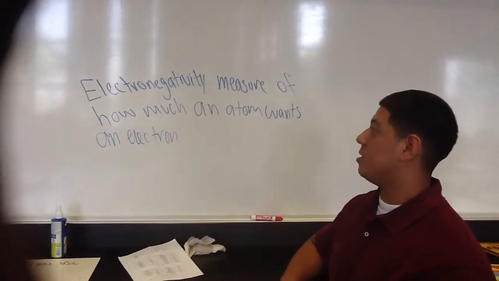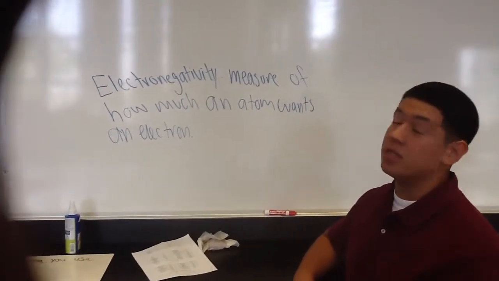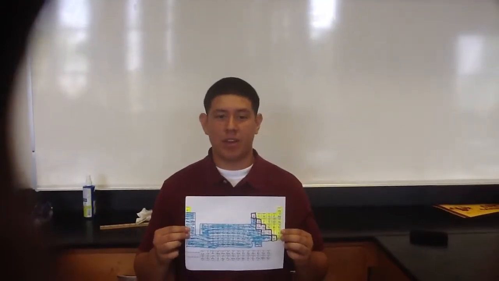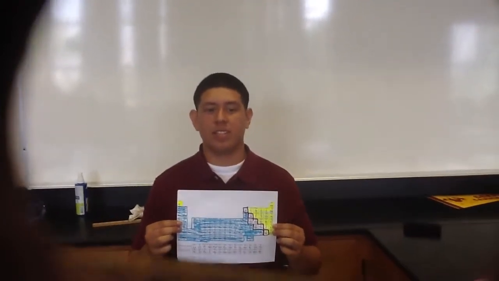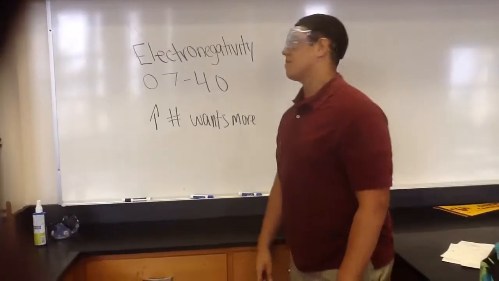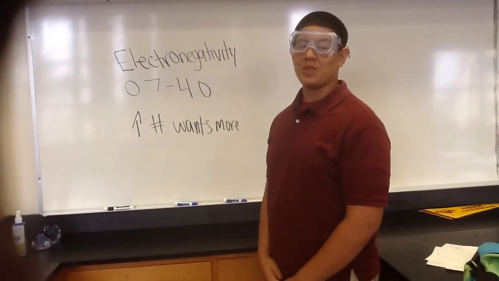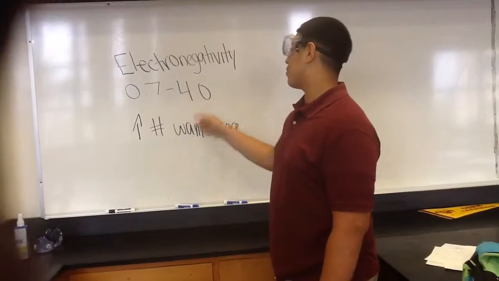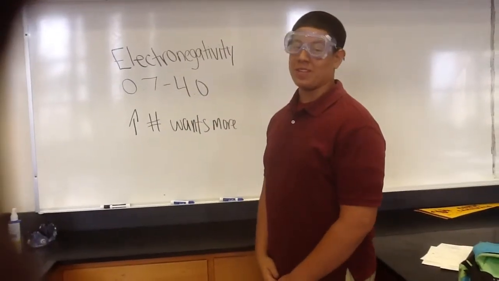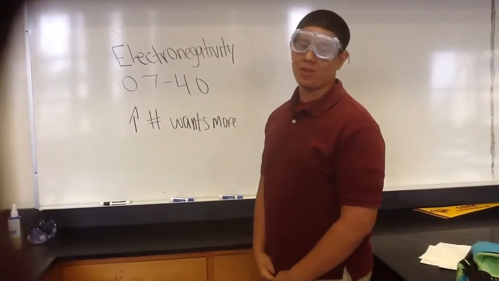Electronegativity is a measure of how much an atom wants an electron. Say you use calcium and chlorine. Because one is metal and one is non-metal, it is ionic. Electronegativity's number scale is between 0.7 and 4.0. If the number is high, it means it wants an electron more.